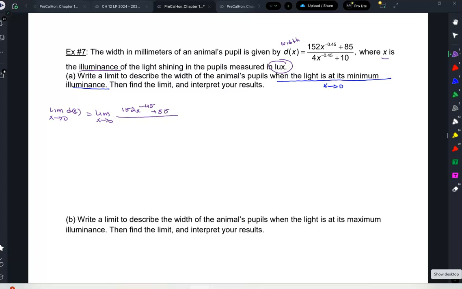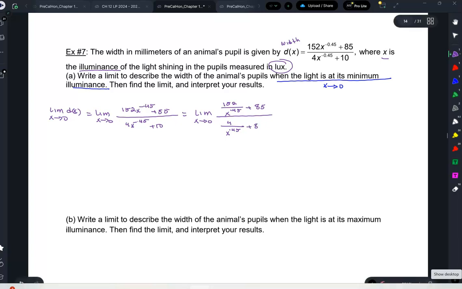over 4x to the negative 0.45 plus 10. Now this is a non-calculator problem. Okay, so here we have x to the negative 0.45. If you want to see it better, why don't we just rearrange this a little bit? This is 152 over x to the 0.45 plus 85, over 4 over x to the 0.45 plus, no, plus 10. Okay, let's simplify this a little bit more.